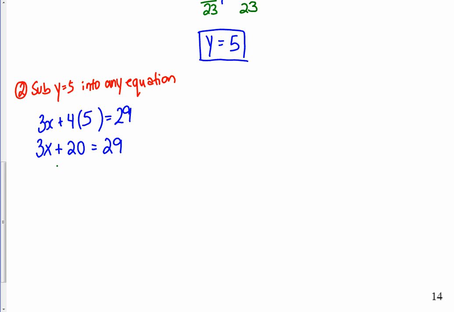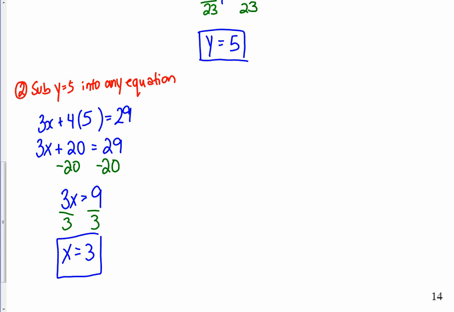Subtract 20. This is fun algebra, right? Oh, I thought it was fun algebra. What is x equal to? Divide both sides by 3. X is 3. Okay, what's our last step here? Check.